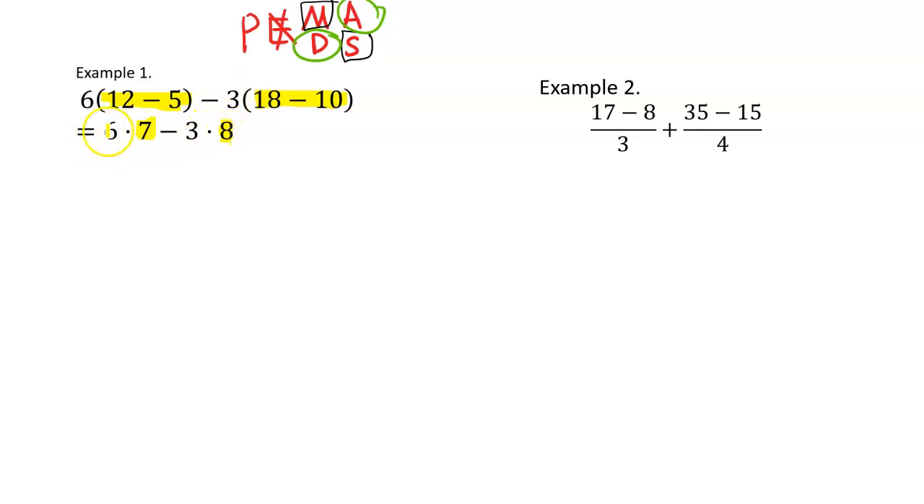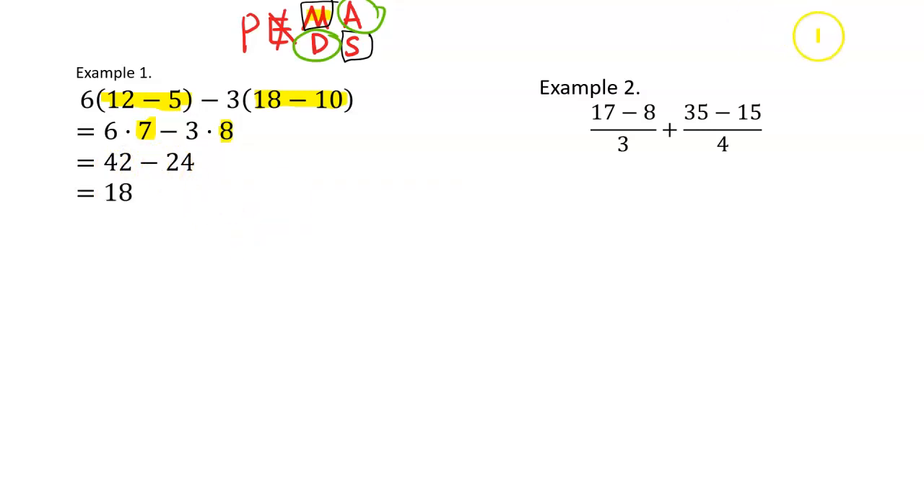Now let's work out the multiplications. Now we have multiplication, subtraction, and multiplication. Remember, we have to do multiplication before subtraction. So let's multiply 6 times 7, 42, and 3 times 8, 24. So work out both of them. Finally, we're going to do subtraction. 42 minus 24 gives us 18.